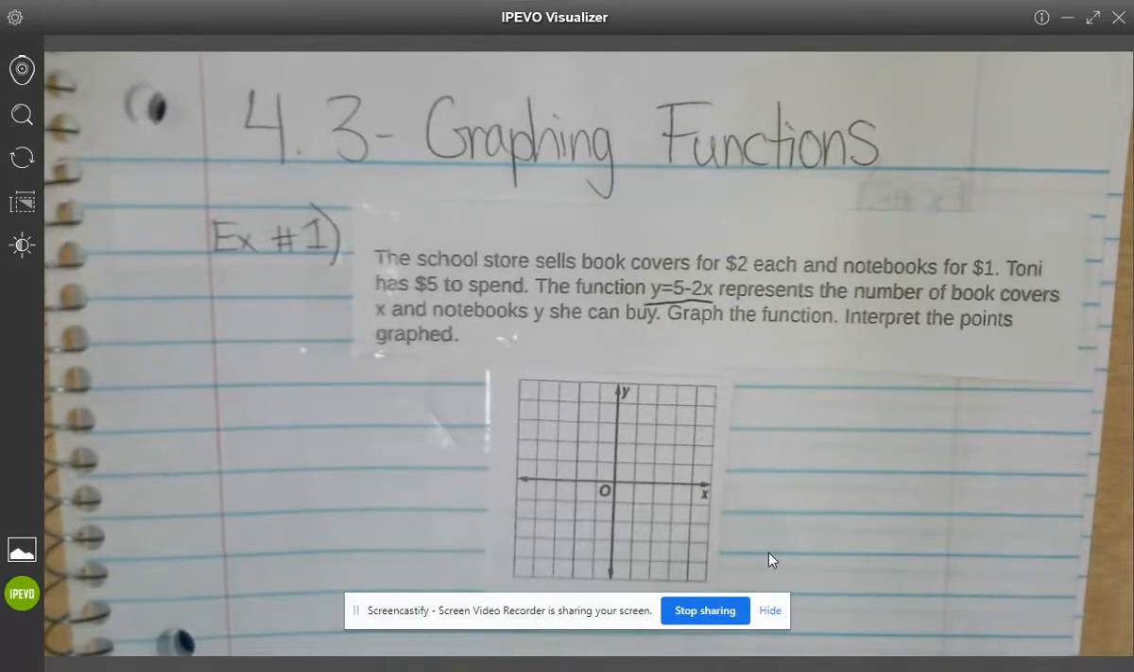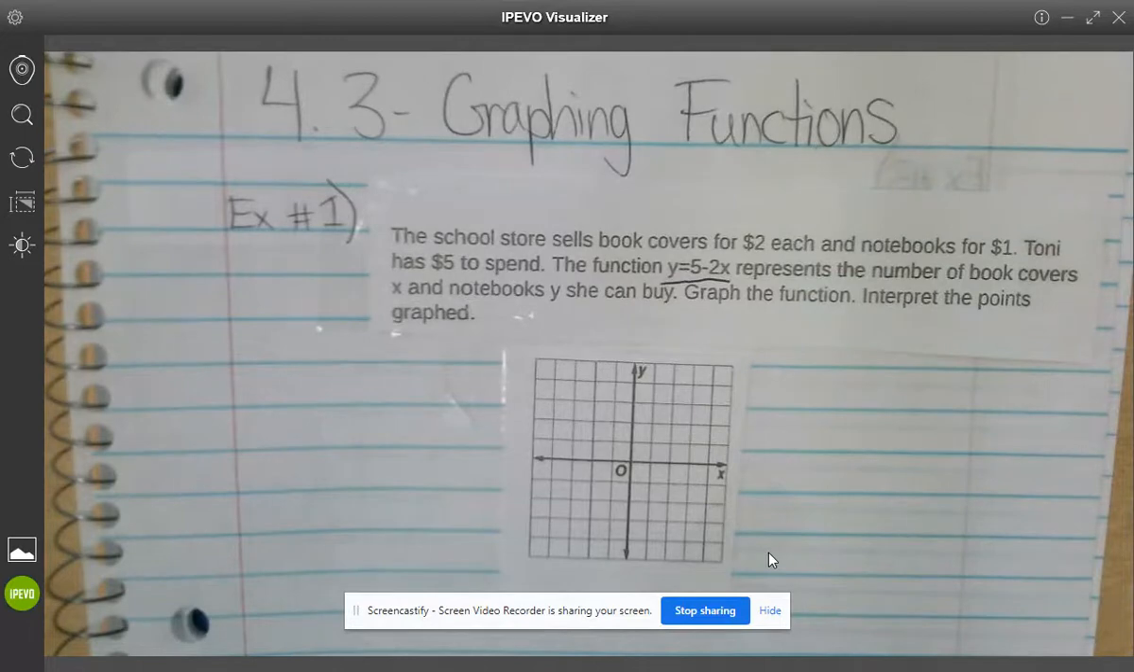Okay, here we go. The school store sells book covers for $2 each and notebooks for $1. Tony has $5 to spend. The function y equals 5 minus 2x represents the number of book covers x and notebooks y she can buy. Graph the function, interpret the points graphed.